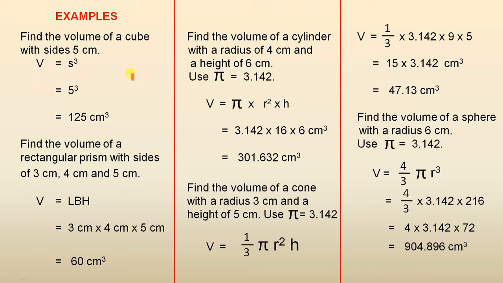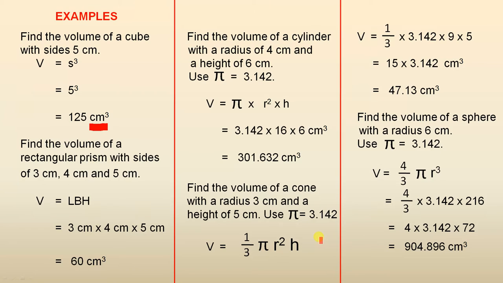Here are some examples to illustrate. For a cube with side 5 centimeters, the volume is s cubed, which is 5 cubed, which is 125 cubic centimeters. Notice we have the units in cubic centimeters, because we were given the measurements in centimeters. Find the volume of a rectangular prism with sides 3, 4, 5. In a similar manner, just substitute into the formula, and we have 60 cubic centimeters. The volume of a cylinder with a radius of 4 centimeters and a height of 6. You'll be given pi as 3.142. Substitute into the formula, and that is your volume in cubic centimeters.